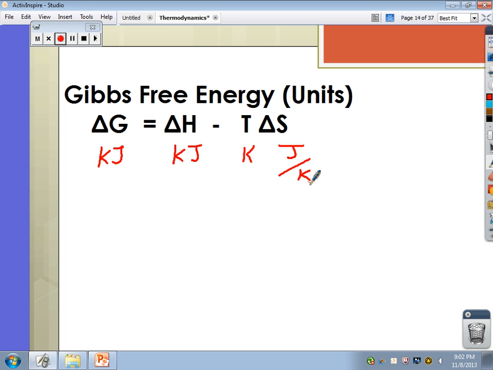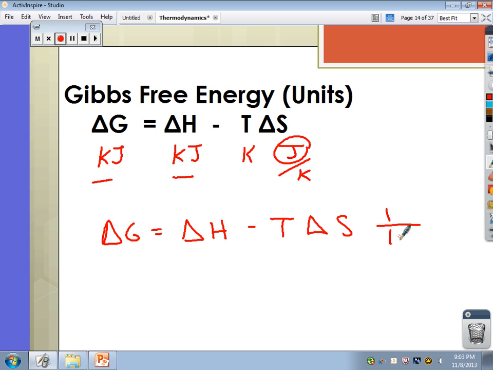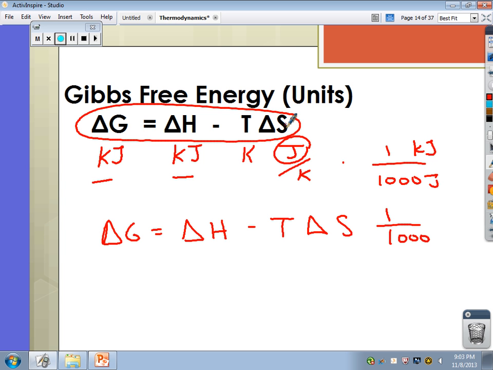And so you can see there's a problem right now because you have kilojoules here and kilojoules here and you have joules here. So when you write down the Gibbs Free Energy equation, you write it just like you see it in the black that's printed on the screen. But when you actually do your math, you do delta G equals delta H minus T delta S, and you throw a 1 over 1,000 there. Because that 1 over 1,000 takes care of changing joules to kilojoules. But you do not write it here when you write your equation on your paper. You only do it when you do the math. And that's exactly what we're going to do in a minute.